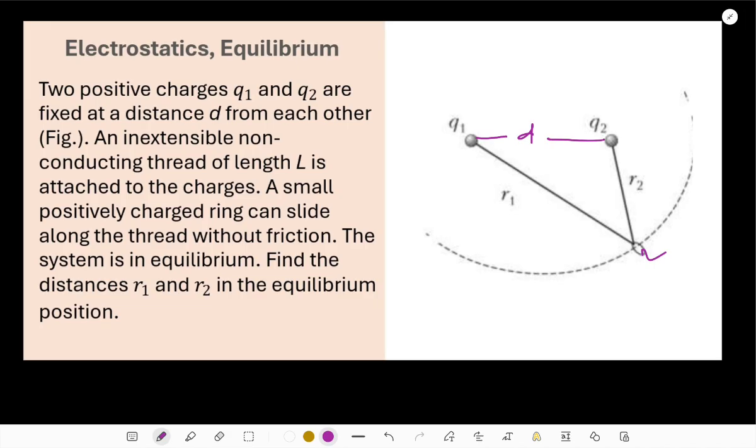The system is in equilibrium. Find the distances R1 and R2 in the equilibrium position. We don't know the charge on the ring. Perhaps that will not be needed to solve this problem, but we should try.